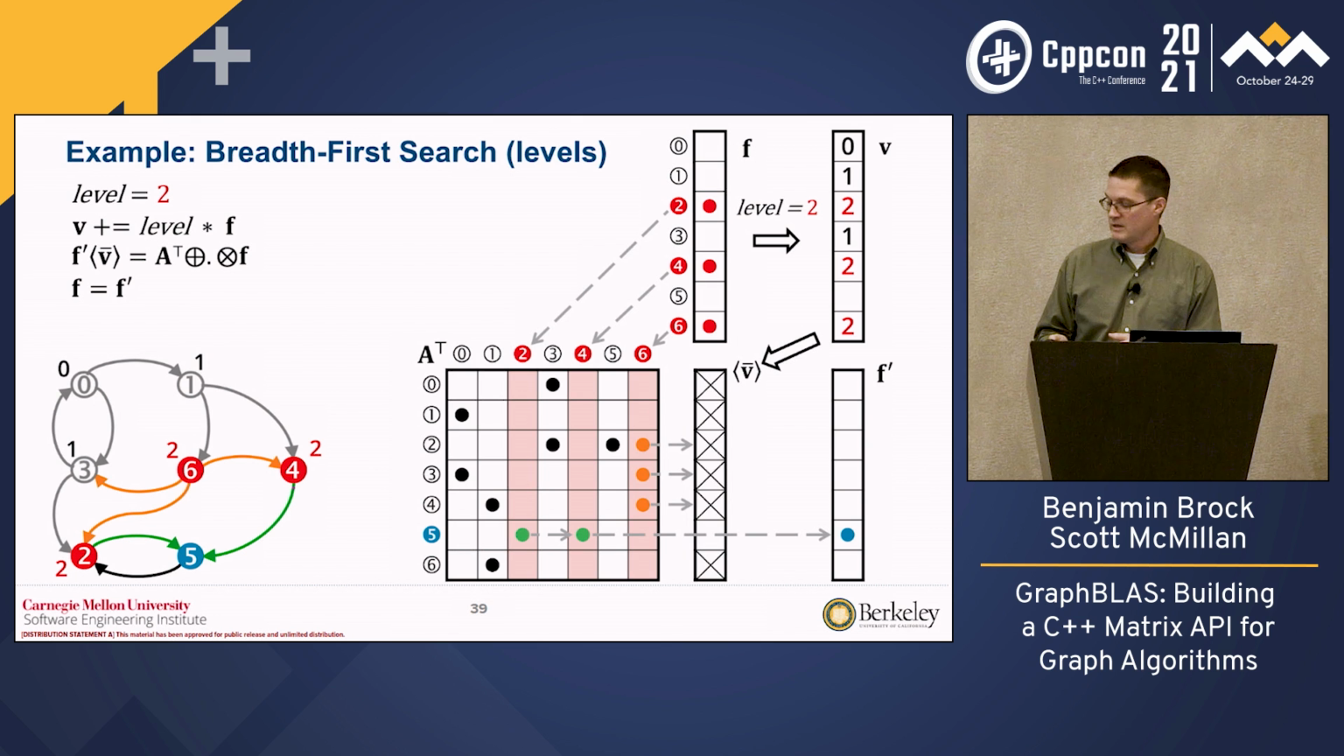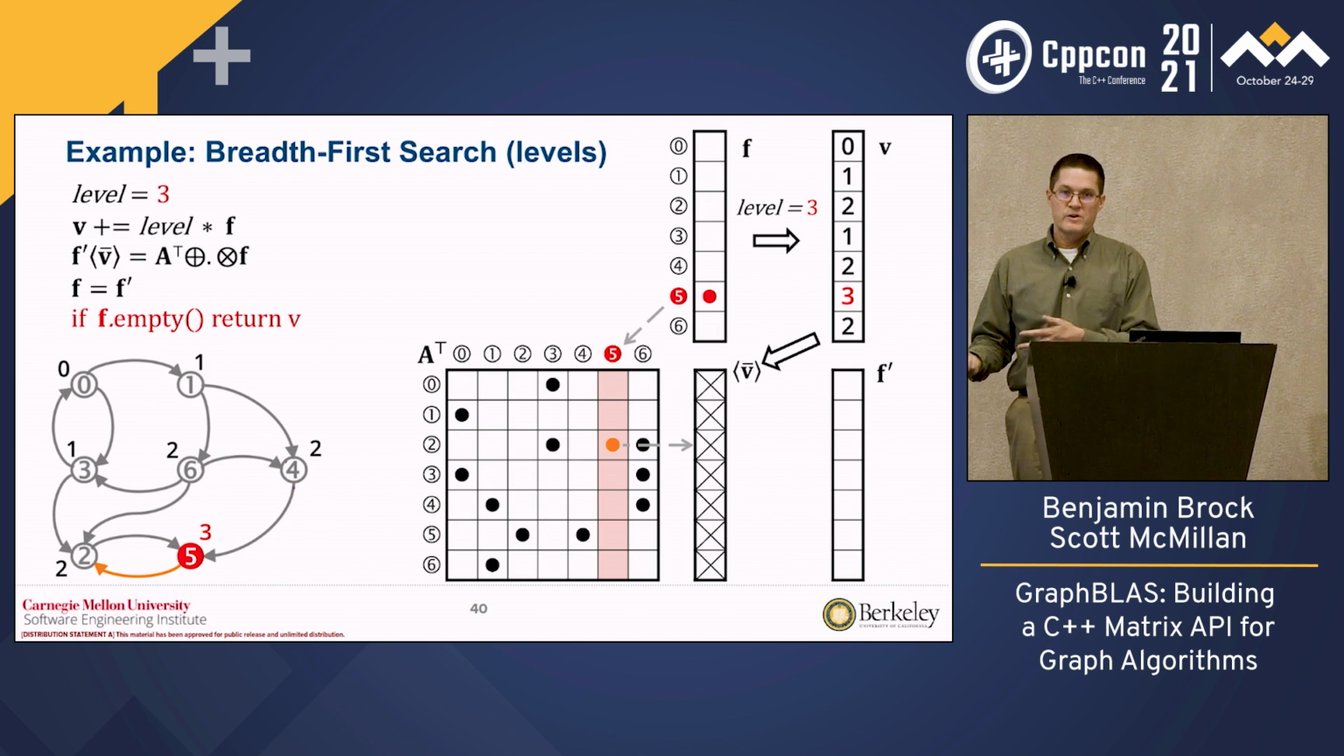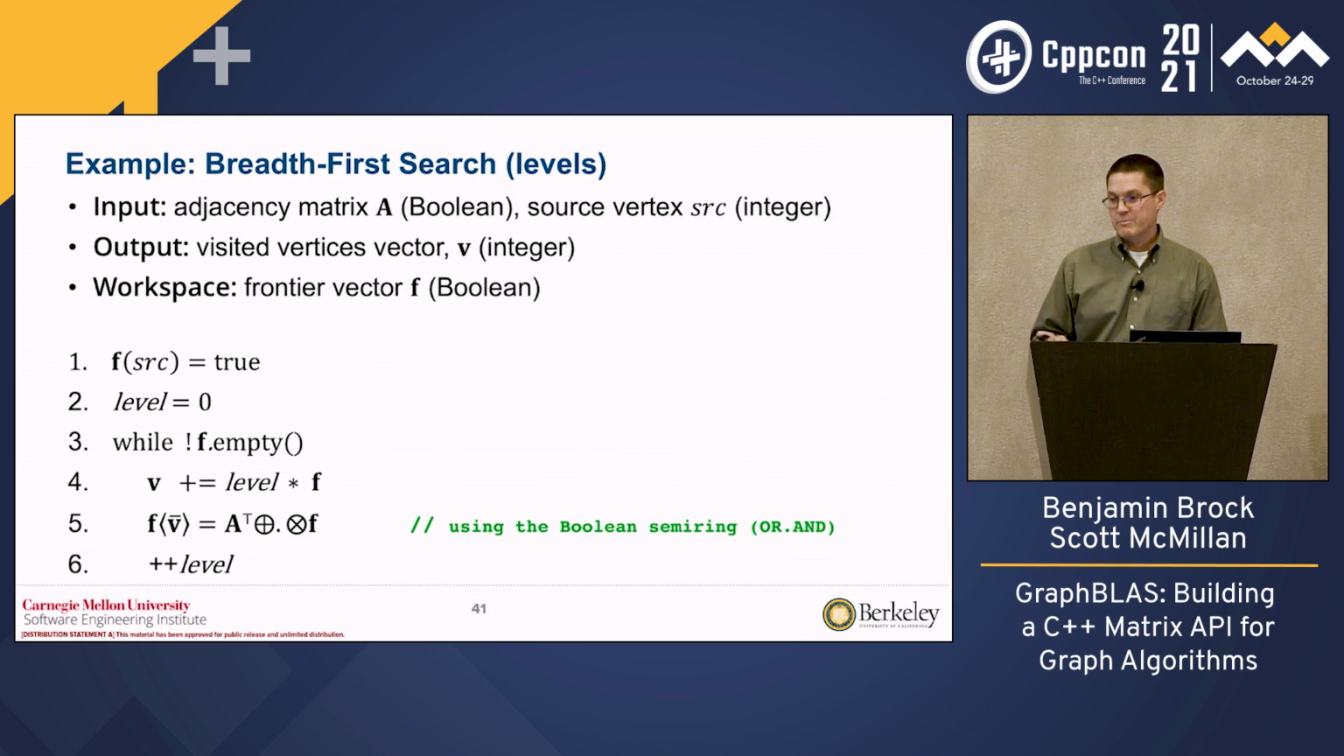So our frontier has 1 node left, node 5. And in the 3rd level, a matrix vector multiplication doesn't produce any output, and actually an empty frontier vector is the terminating condition. And so in terms of the mathematics of GraphBLAS, it is a 6-line program.